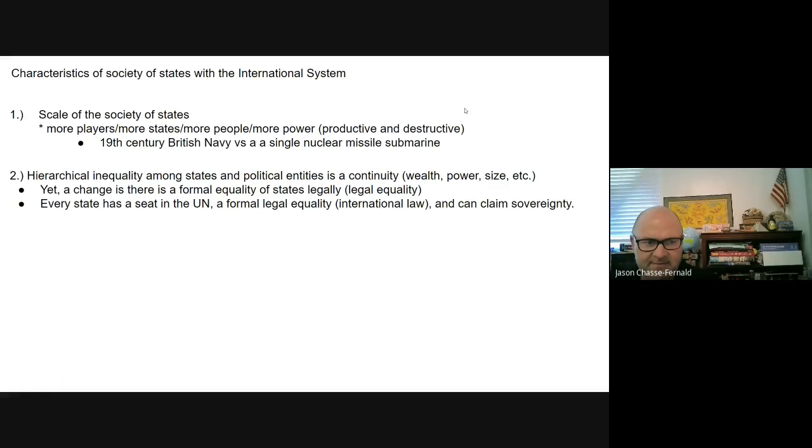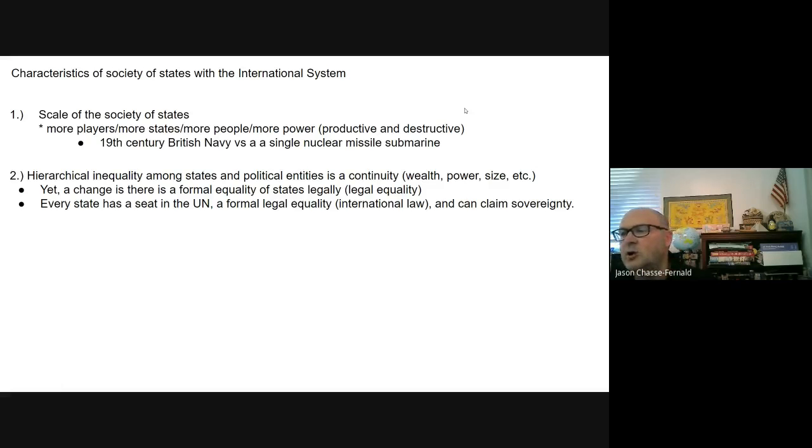And of course, all 200 plus of those countries in the United Nations claim sovereignty over their individual nations. They have boundaries and declare that they have sovereignty over what goes on inside those boundaries.